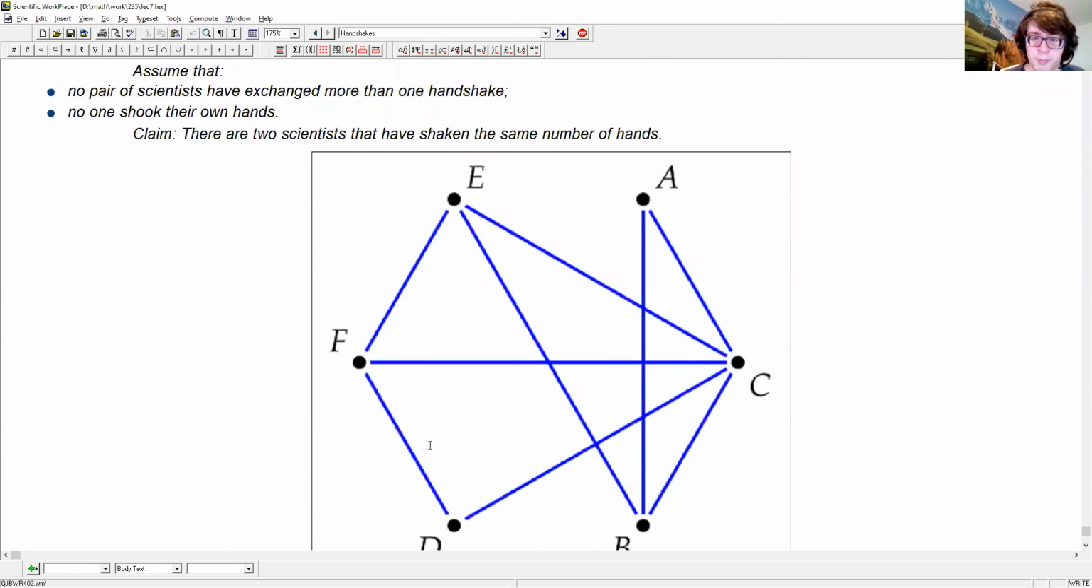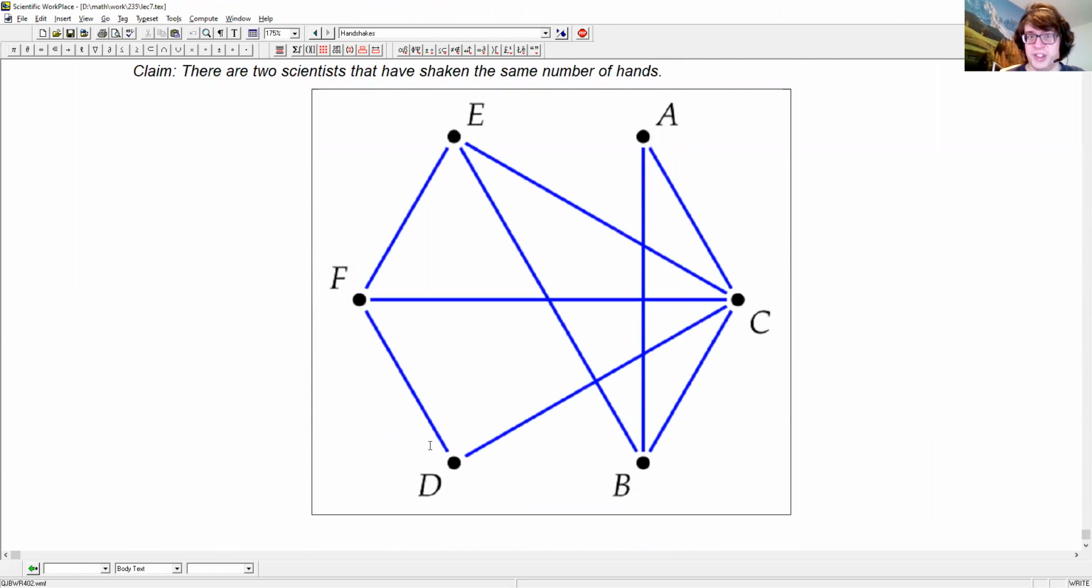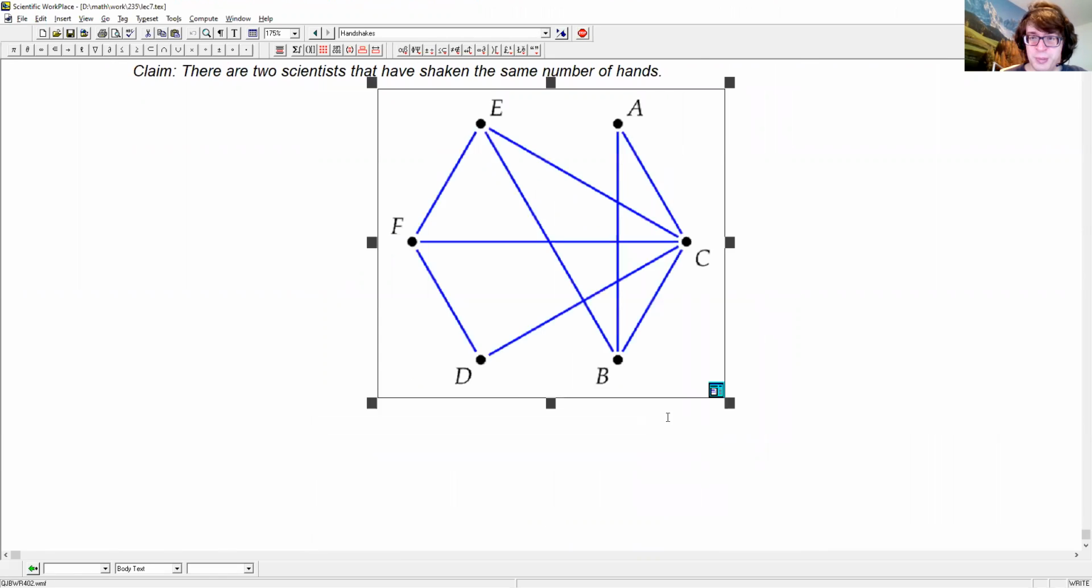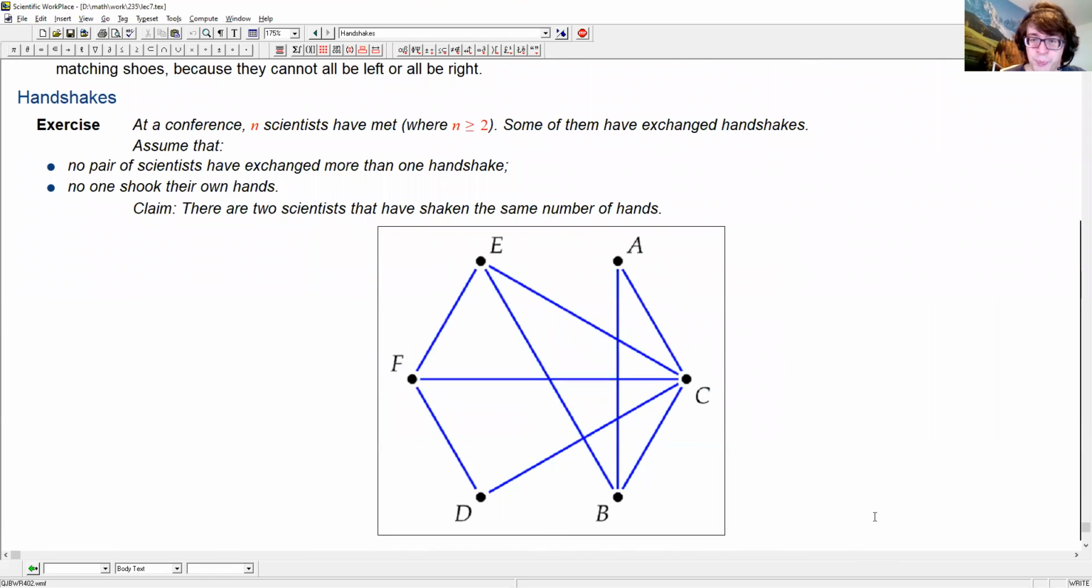So here is an example. If you have seen graphs, you will immediately recognize this as a graph theory problem, but it's not necessary to use that language here. In this example, you have 6 scientists, and I'm drawing a line segment whenever 2 of them have exchanged a handshake. So A has exchanged handshakes with B and with C, B with C, A, and E, and so on. Here you see that A has exchanged 2 handshakes, C has exchanged 5, B has 3, D has 2, and F has 3. So in particular, A and D have exchanged the same number of handshakes.